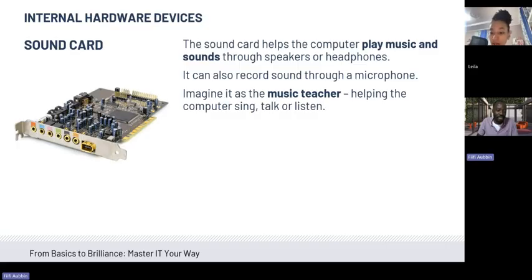Then we can have speakers. You can connect your Bluetooth or your headset. So it is the job of the sound card to process all the sounds coming in and out of your system.